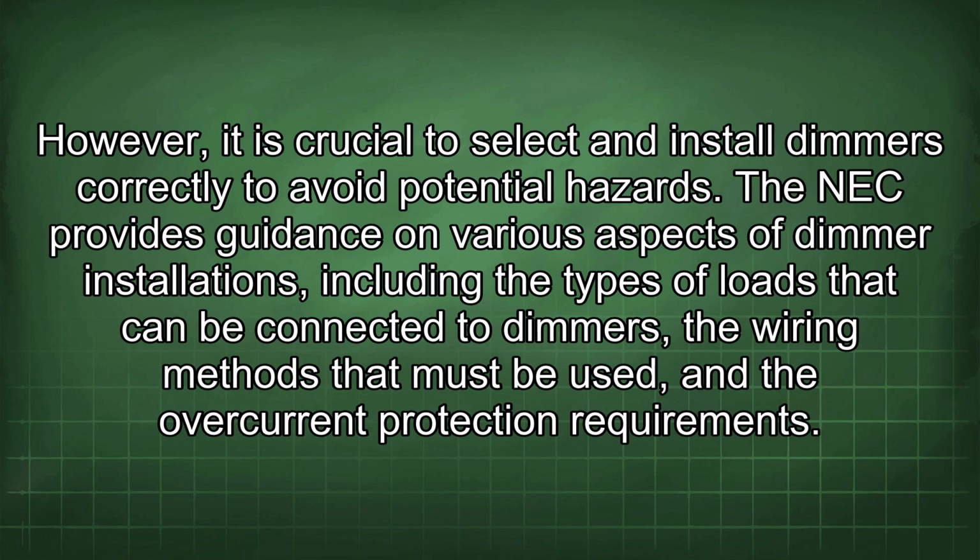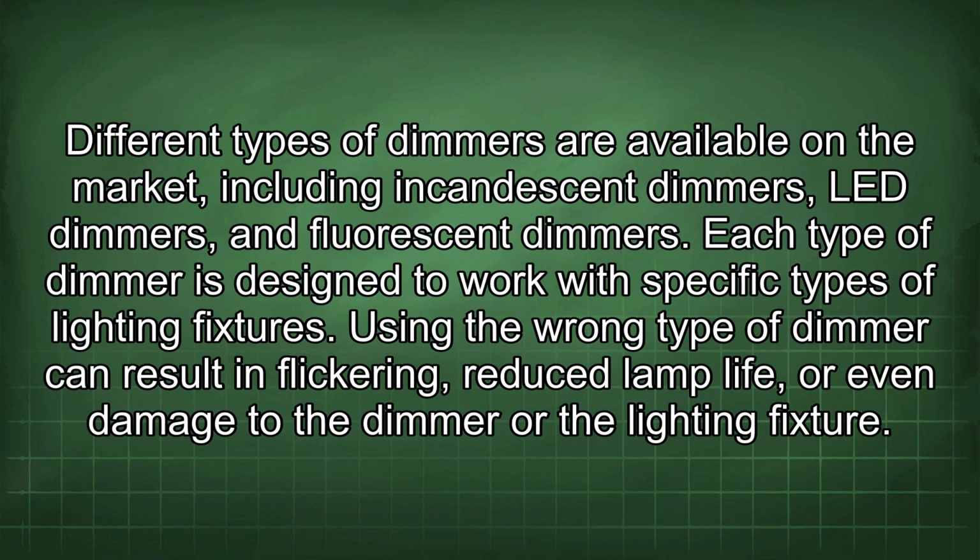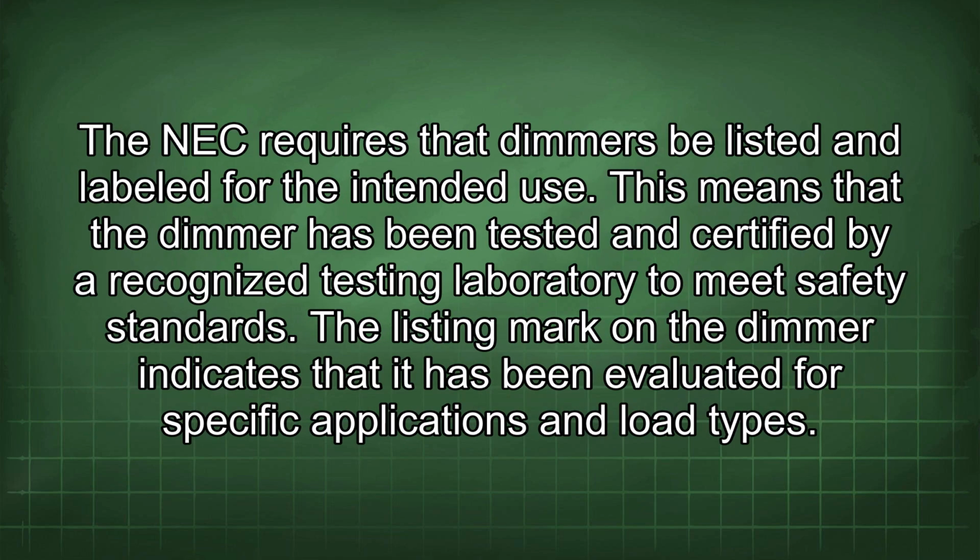The NEC provides guidance on various aspects of dimmer installations, including the types of loads that can be connected to dimmers, the wiring methods that must be used, and the overcurrent protection requirements. Different types of dimmers are available on the market, including incandescent dimmers, LED dimmers, and fluorescent dimmers. Each type of dimmer is designed to work with specific types of lighting fixtures. Using the wrong type of dimmer can result in flickering, reduced lamp life, or even damage to the dimmer or the lighting fixture. The NEC requires that dimmers be listed and labeled for the intended use.